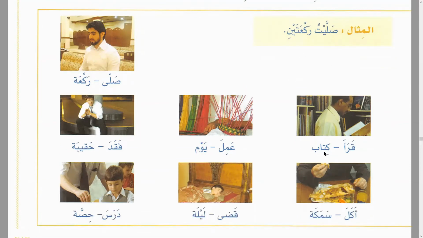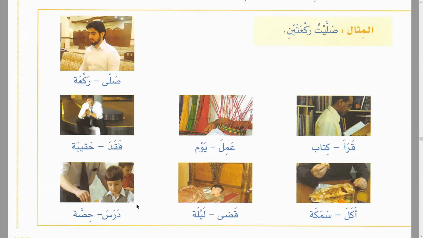For example, qara kitab. So I have to say two books, right? Qara'atu kitabaini. Amiltu yawmaini. I read two books. Amiltu yawmaini. I worked 2 days. Faqadtu haqibataini. Faqada is to lose. I lost 2 bags. Akaltu samakataini. I ate 2 fishes. Qadaitu laylataini. I spent 2 nights in the hotel or something.